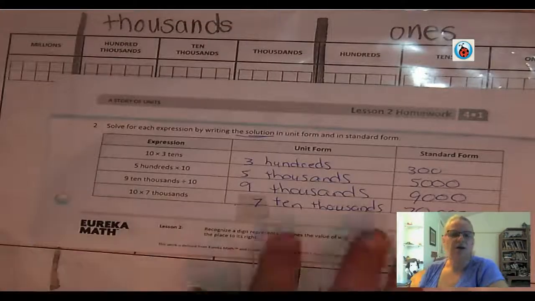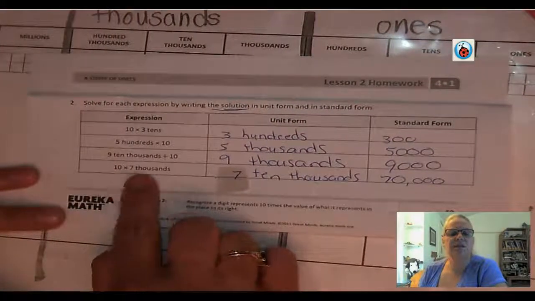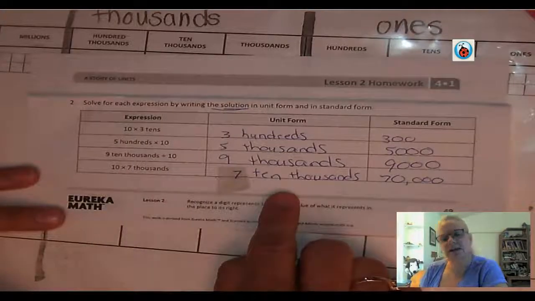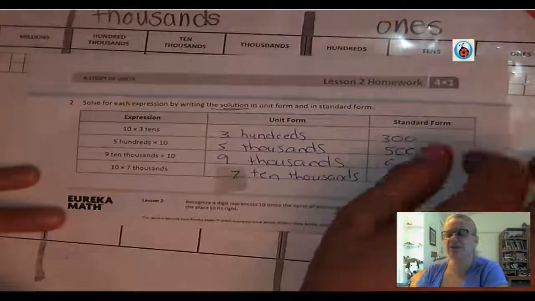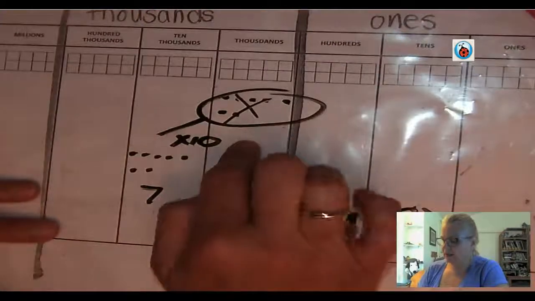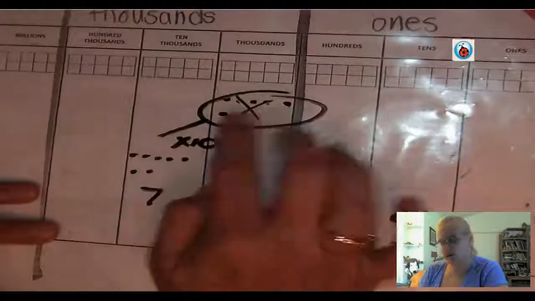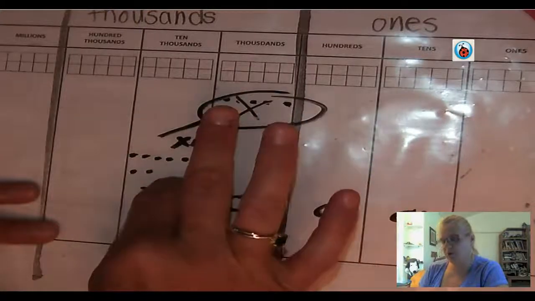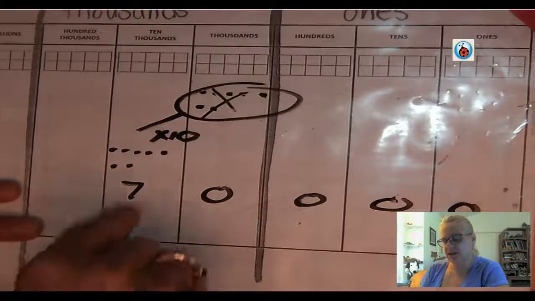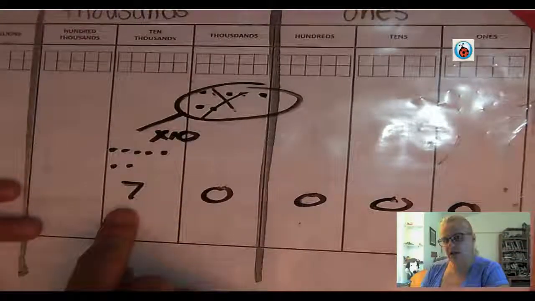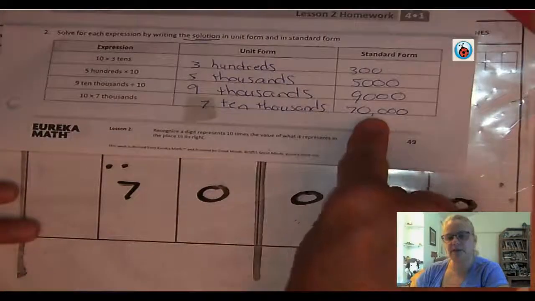Okay, so on my paper I have, let's see, did you get the same thing? 10 times 7,000 equals 7 10,000s or 70,000. We say that's 70,000 in standard form. So I had 7,000s. I multiplied it by 10, which moved them all over here. So I crossed them off here and moved them over. So now I have 7 in this spot, which is 10,000s. 7 10,000s. And then everything else becomes a 0, so my standard form is 70,000.